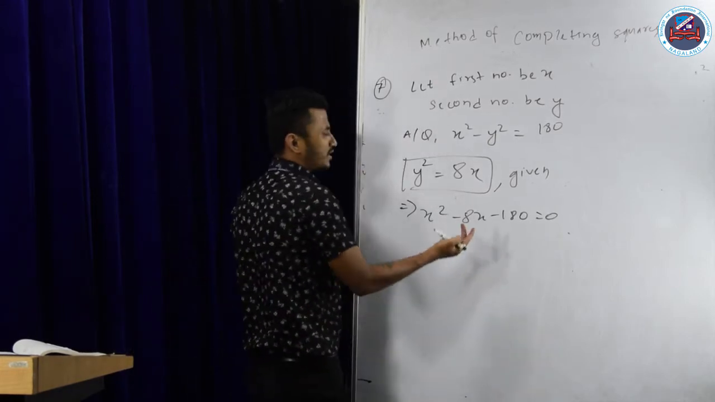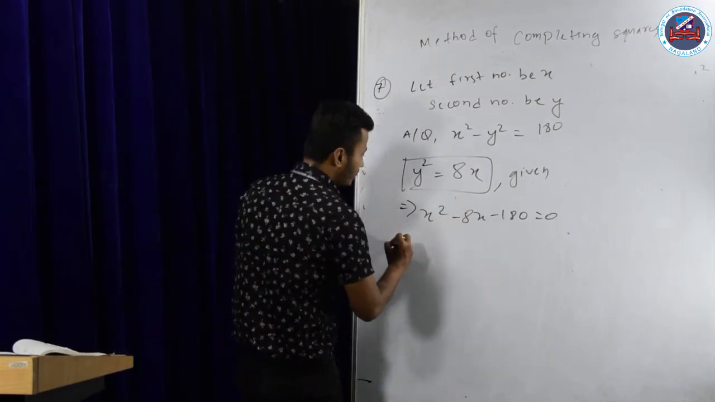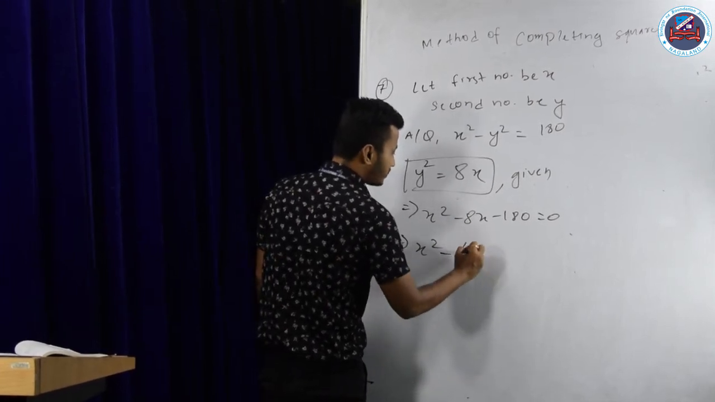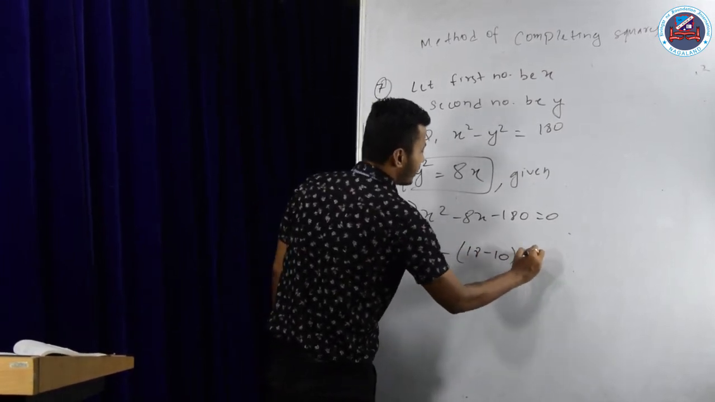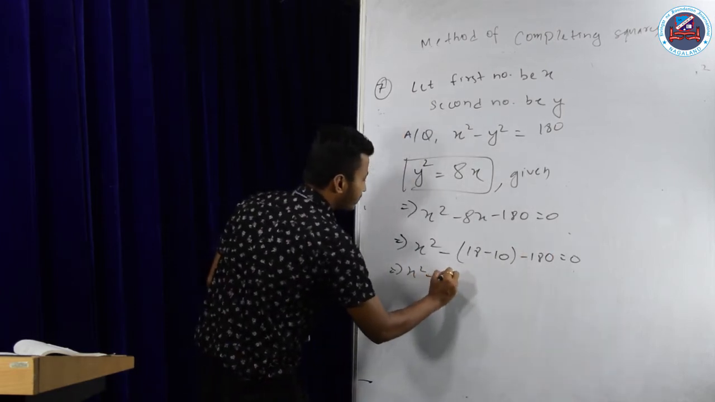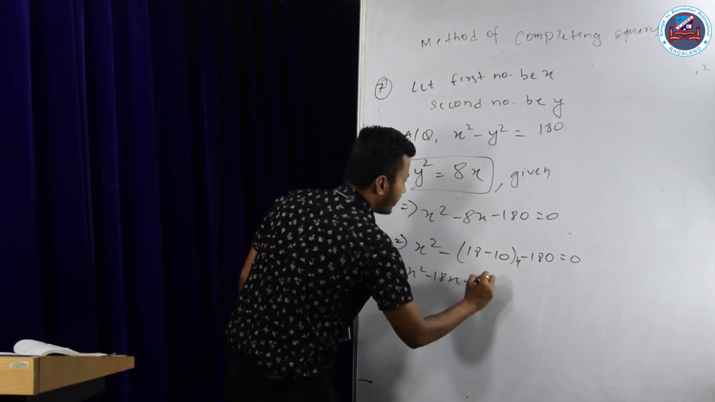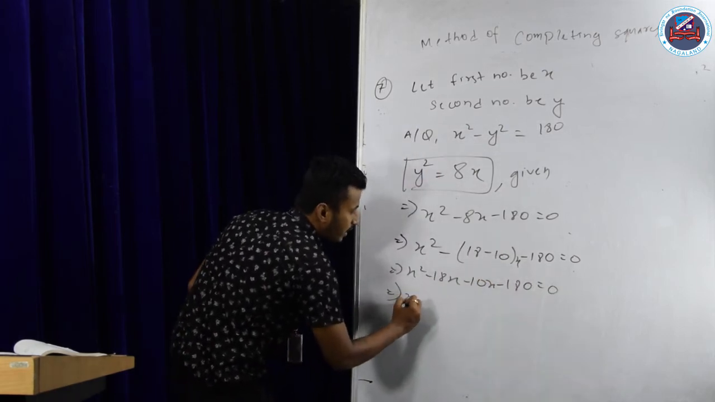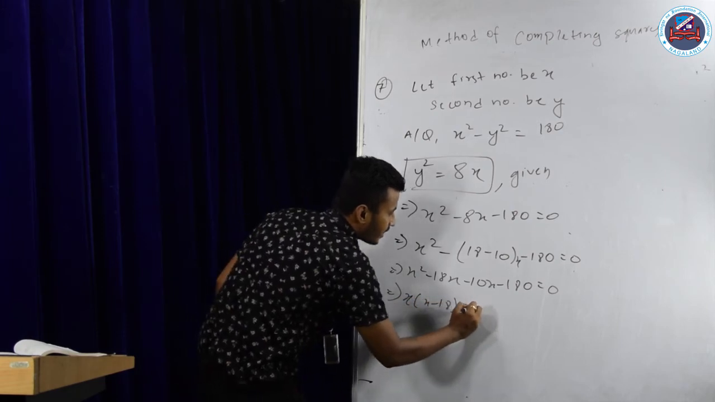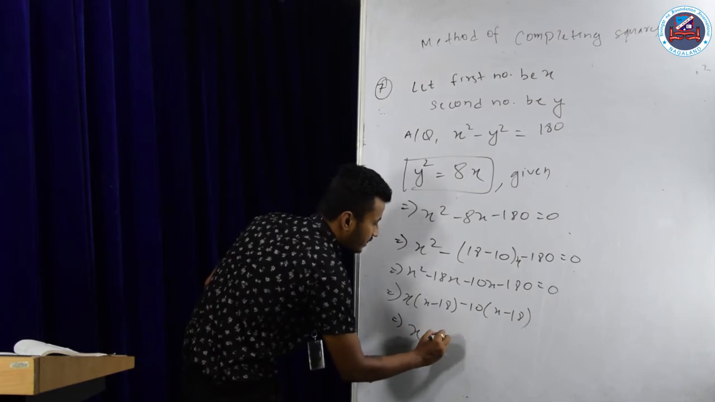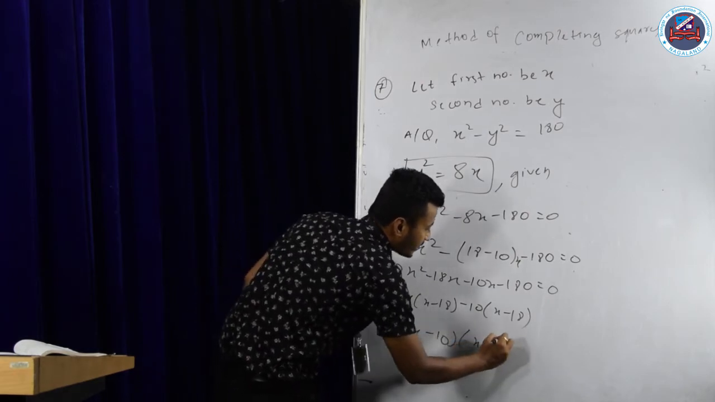Now, how will I solve it? You can use any method, like I said. Here I am going to use middle term factorization again. I can write 8 as 18 minus 10, so x square minus 18x plus 10x minus 180 equals 0. Then the answer will be x minus 18 times x plus 10, so this becomes x minus 18 times x plus 10 equals 0.